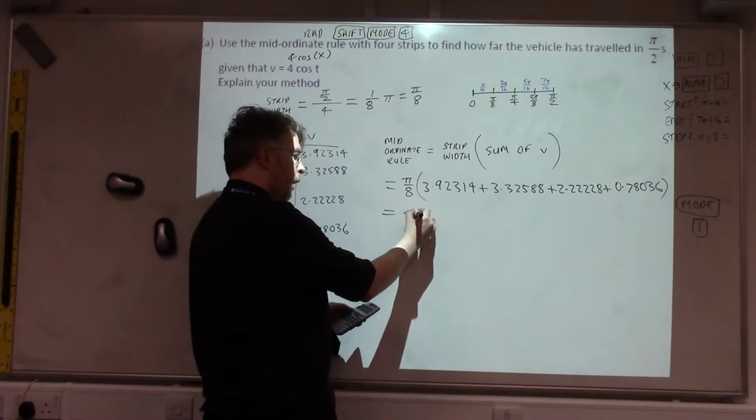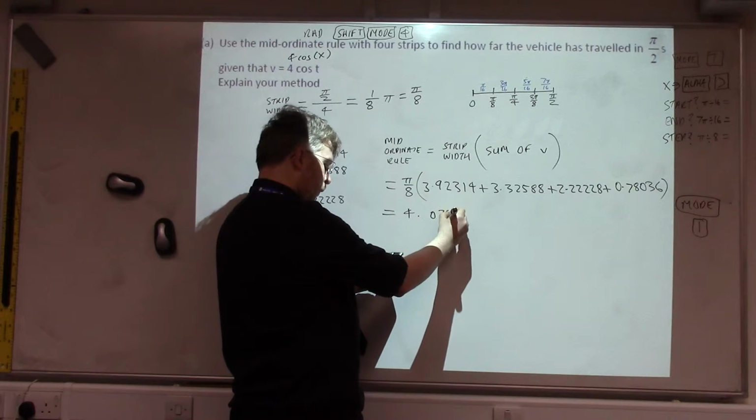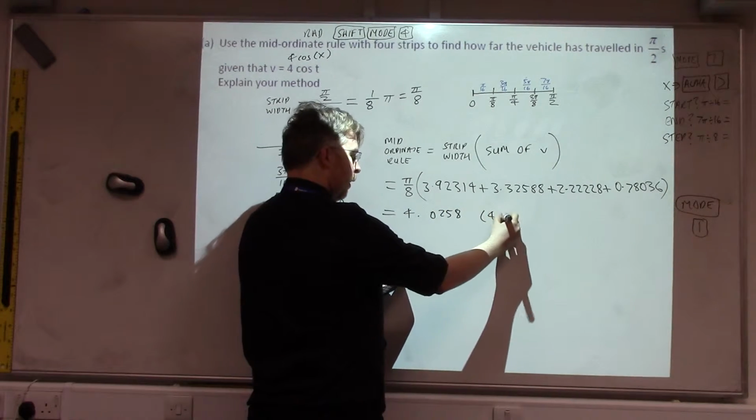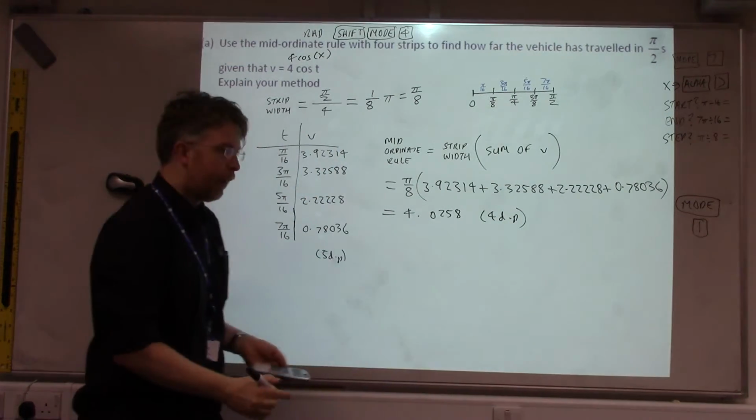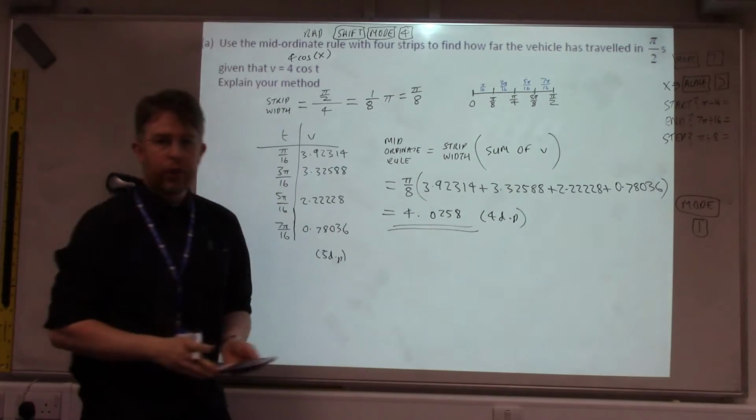And to 4 decimal places, 4.0258. So 4 dp. And that's our mid-ordinate rule estimate.